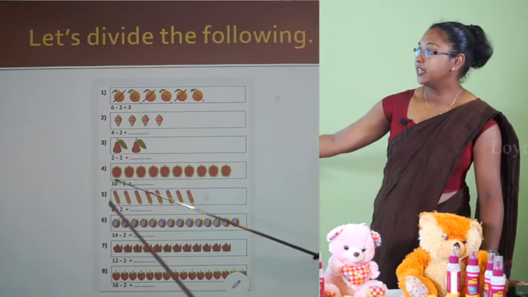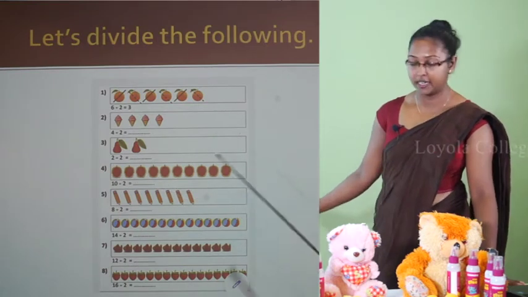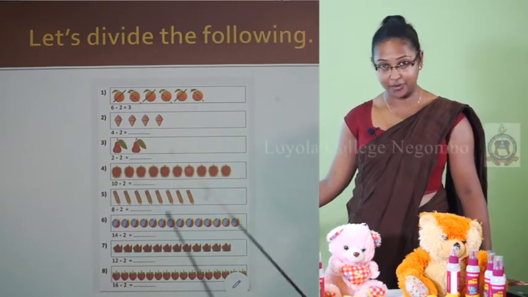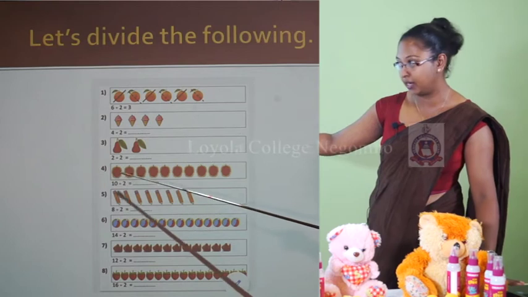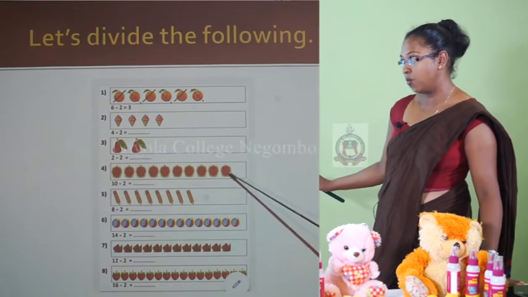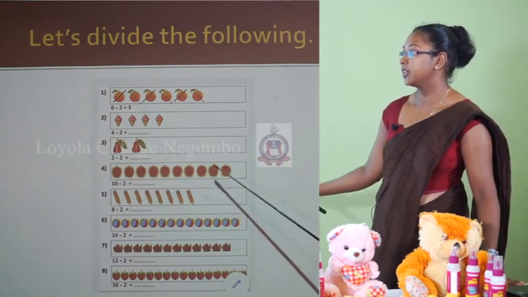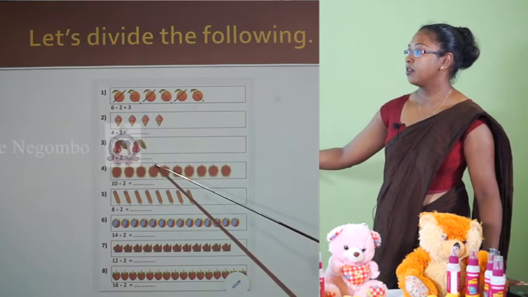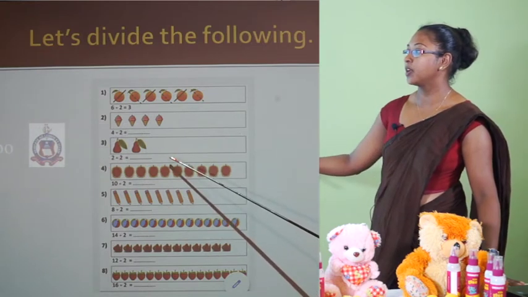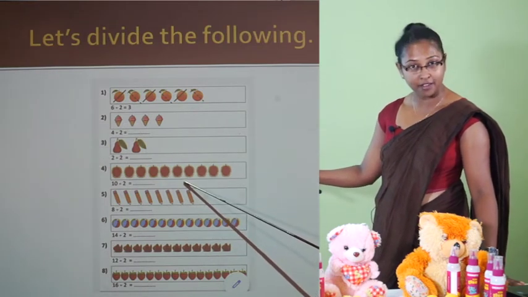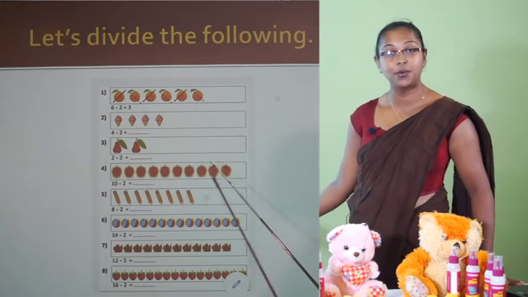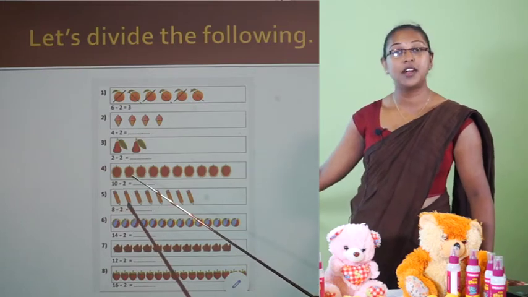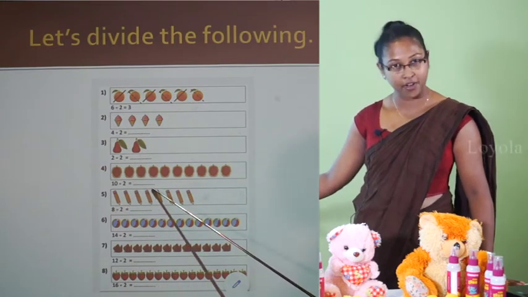Number 4. 10 rambutans are there. 10 rambutans divided by 2. Let's see how to get the answer. Shall we go cutting? 1, 1, 2, 2, 3, 3, 4, 4, 5, 5. Very good. We got it equally. Each group gets 5. So 10 divided by 2 is 5.